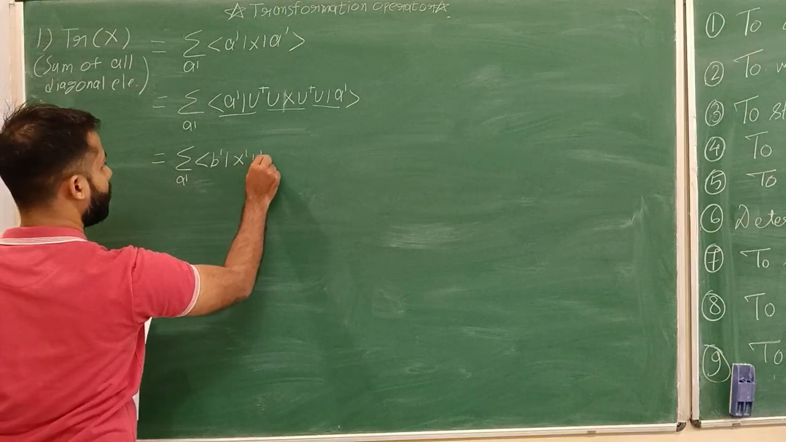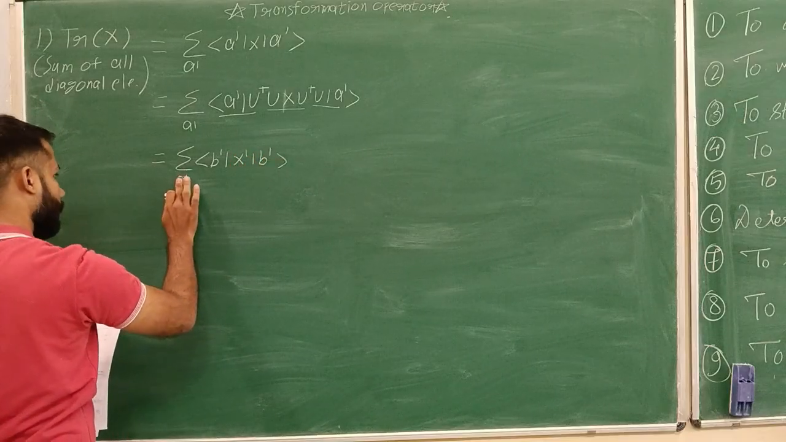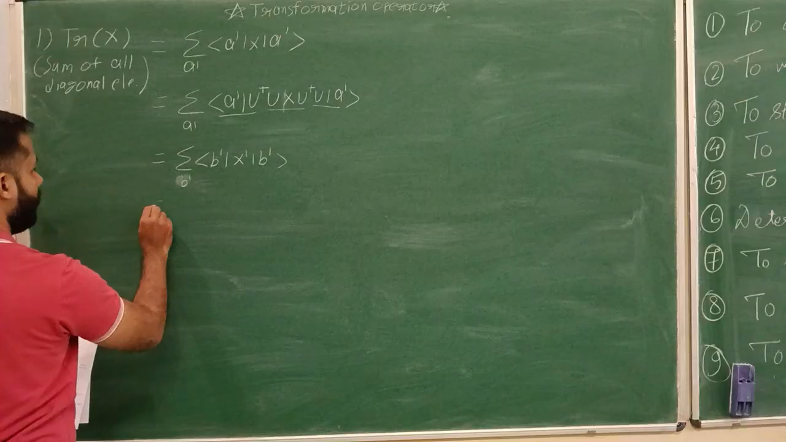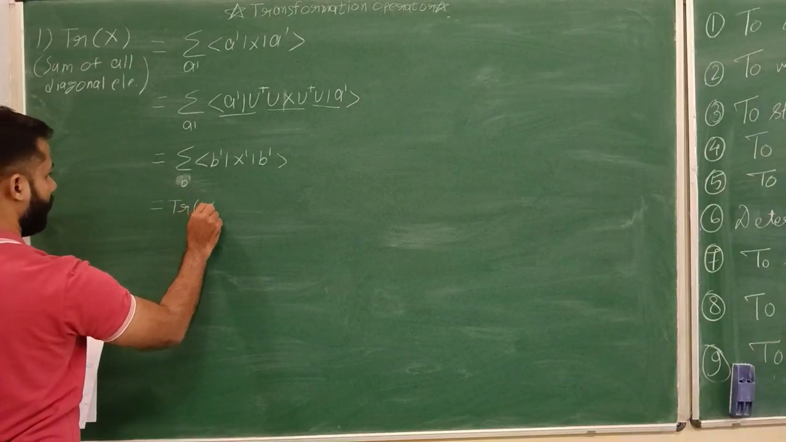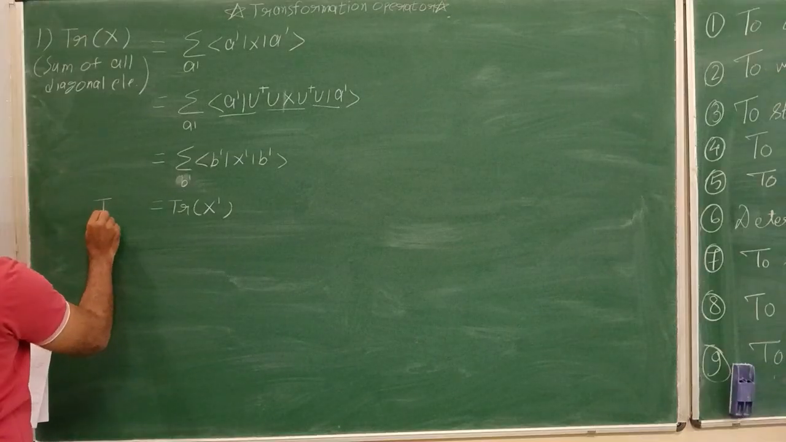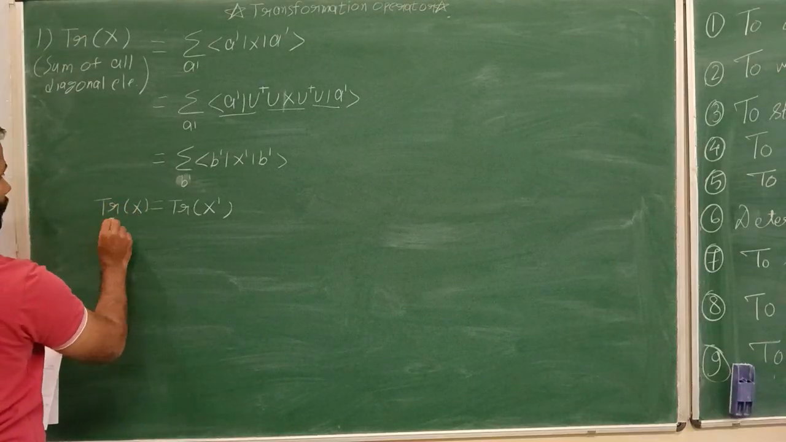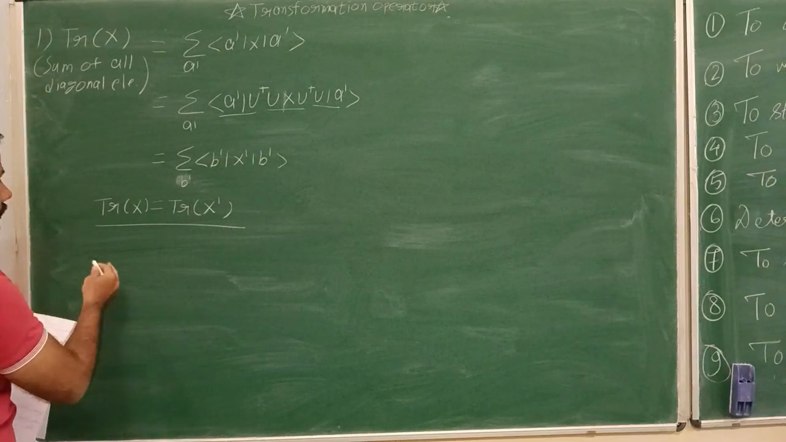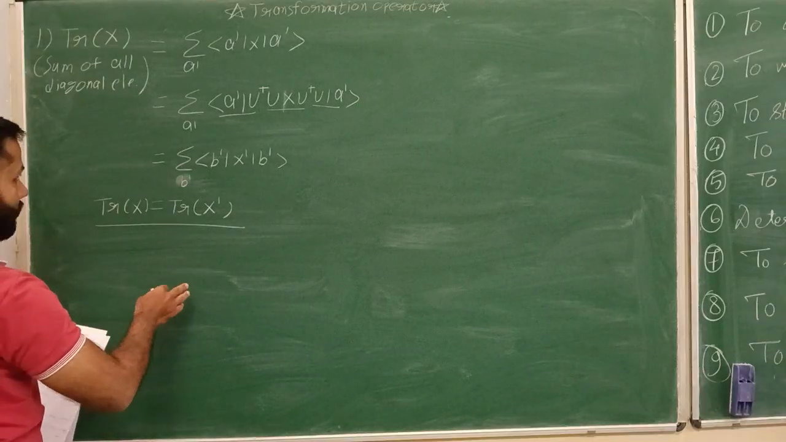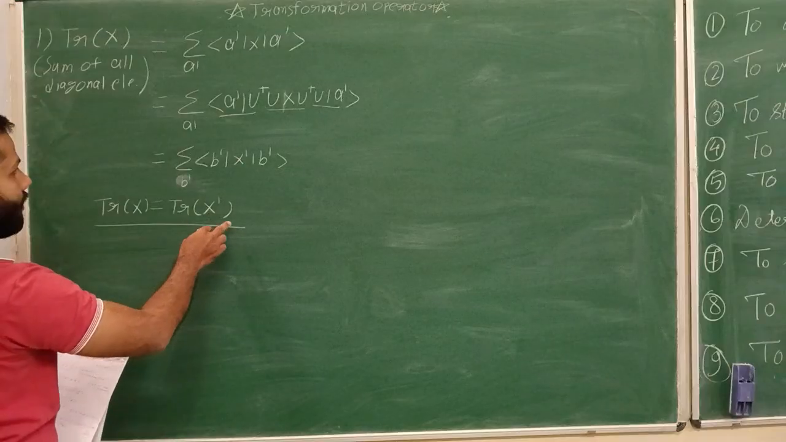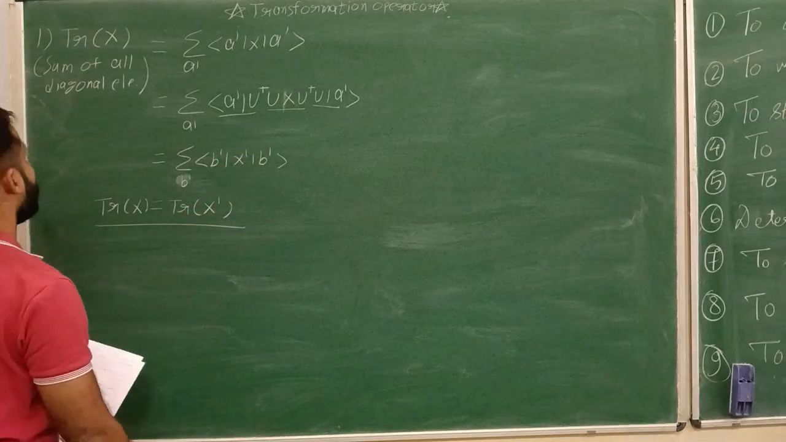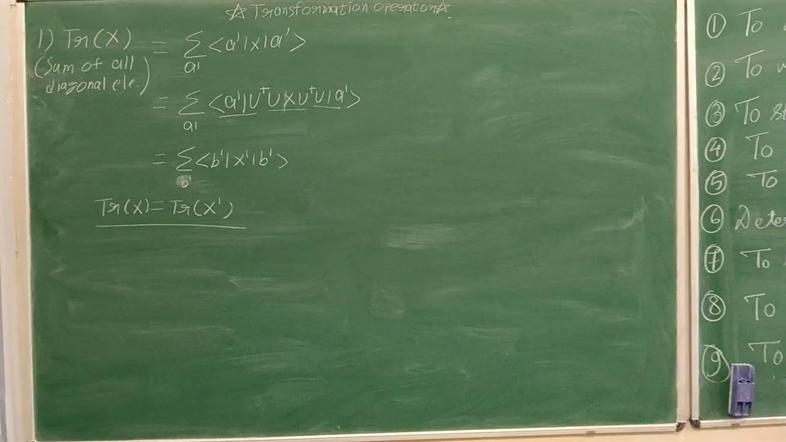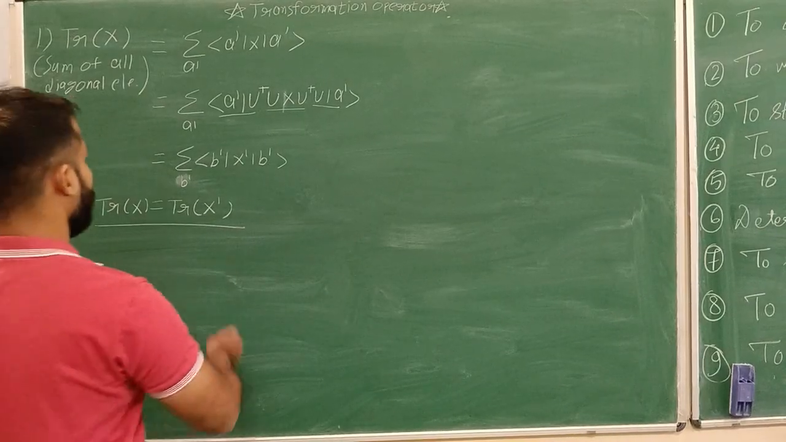X prime. This is nothing but the interesting property that in the old and new basis of some observable X, the trace does not change when the bases are related by some kind of unitary transformation. So it's one tiny thing.